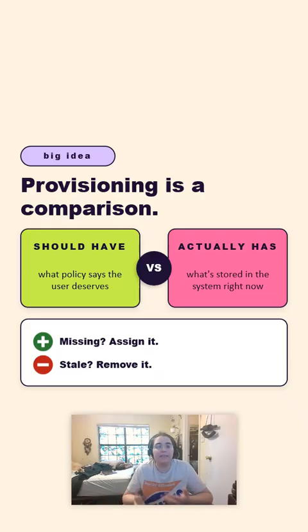If something is sitting in the actual list that should not be there, it gets removed. The industry name for this process is called reconciliation, and it's the heartbeat of every provisioning system, no matter how big or how small. The lab does this on a roster of a few people. Real platforms do this across hundreds of applications and millions of users. The mechanics are exactly the same. Compare the list, add what's missing, remove what's not there.